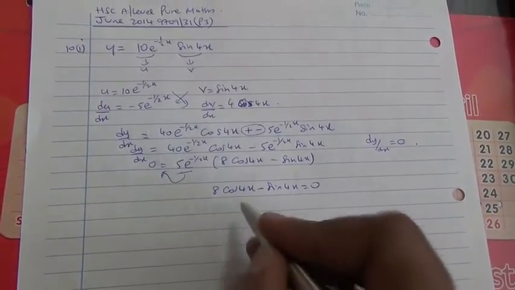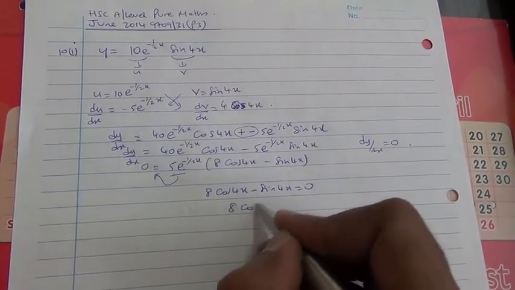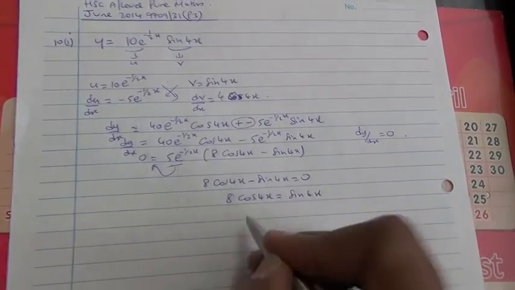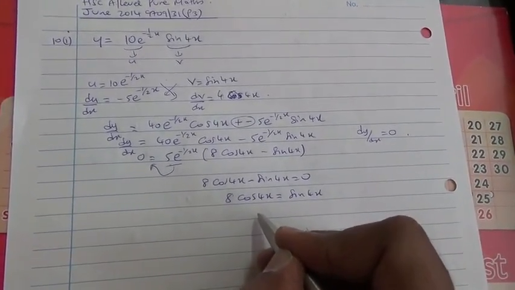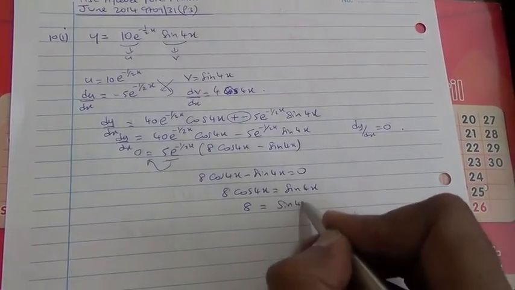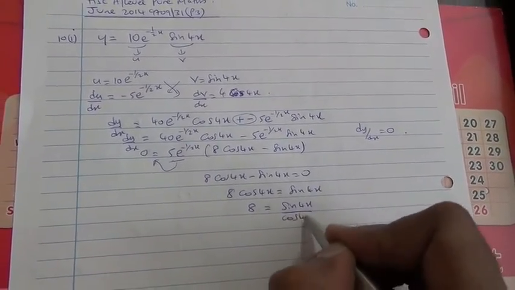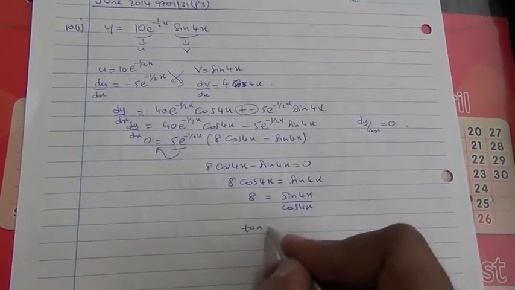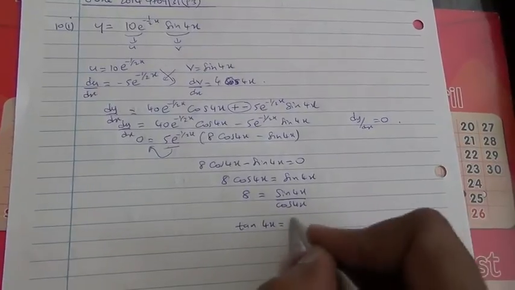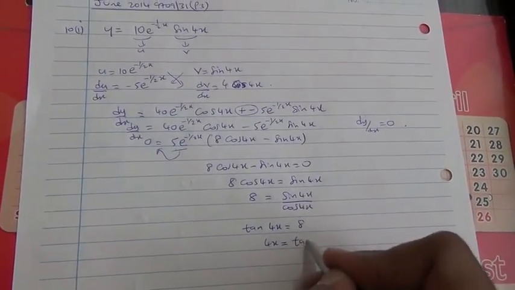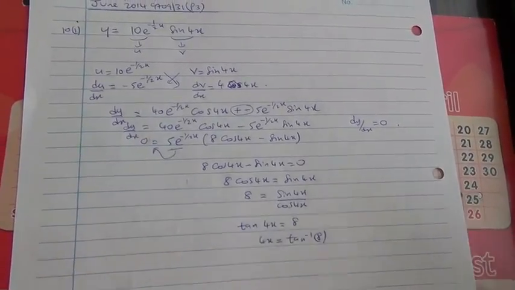What can we do from here? We can say 8 cos of 4x is equal to sine of 4x. So 8 is equal to sine of 4x divided by cos of 4x. And what is this? This is tan. So tan of 4x is equal to 8. So 4x is equal to inverse of tan 8.